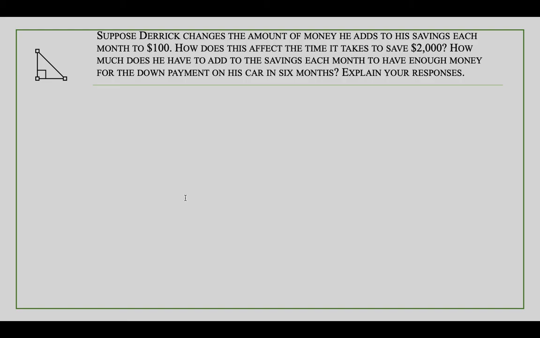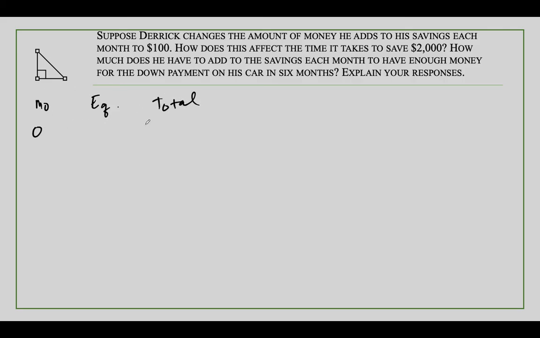Suppose Derek changes the amount of money he adds to savings each month to $100. How does this affect the time it takes to save $2,000? How much does he have to add to his savings each month to have enough money for the down payment on his car in 6 months? Explain your responses. Okay, so let's first look at $100. Let's just do month, equation, and then total.